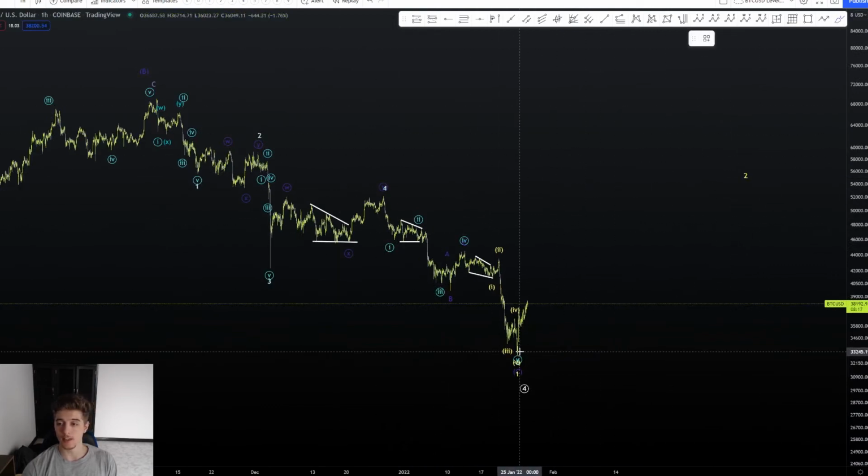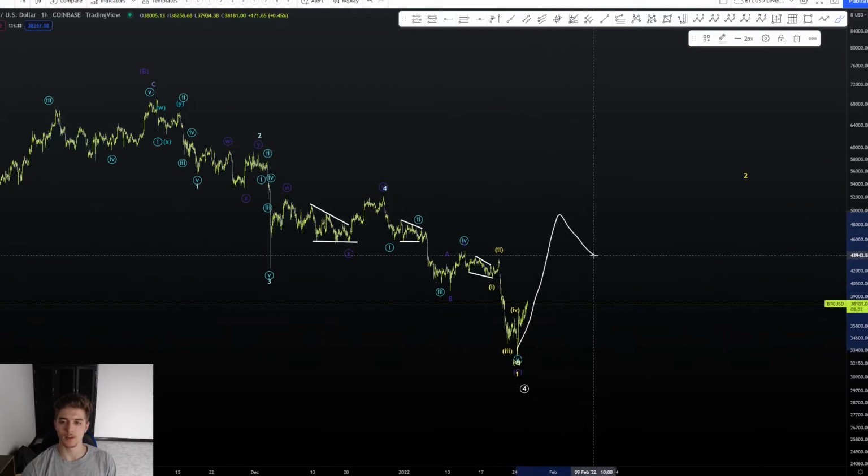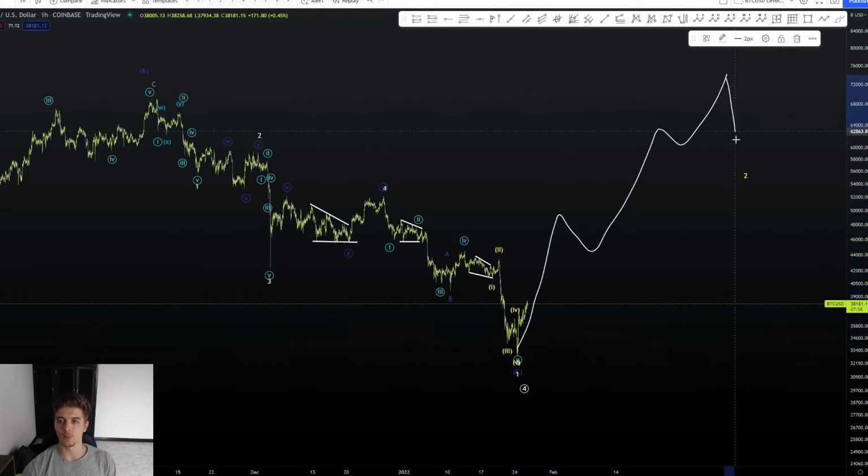And it's hard to say that it's likely at this point, because running flats tend to be a little bit less common than expanded flats. So we have to wait for a little bit more confirmation to have confidence that this is the correct count. But in this case, we would expect a nice 5-wave impulse out of here, like so. And we'd ideally get in on the pullback. Now, that's one possibility in the case of a flat count.